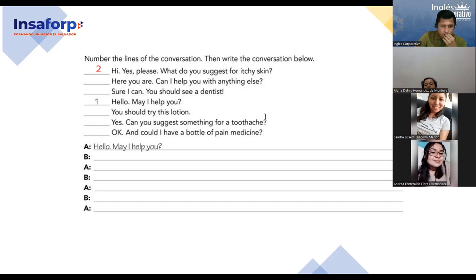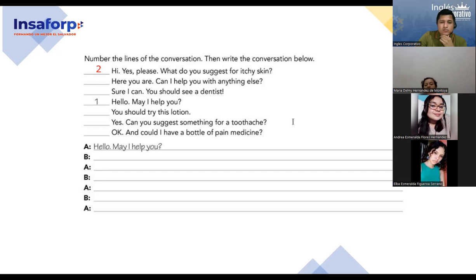Yes, can you suggest something for a toothache? Number three. No, I'm sorry. For a toothache. Yes. You should try this lotion. Oh, you should try this lotion. That is correct. Very good. Yes. You should try this lotion, right? Yes, very good. What is next?